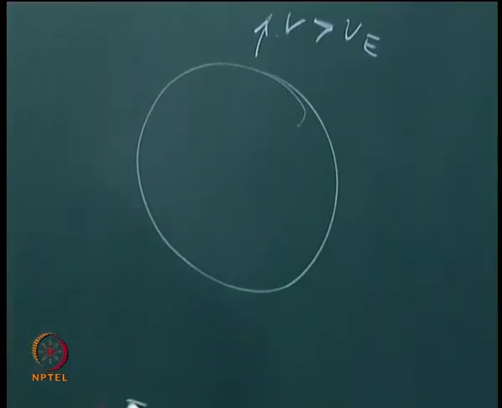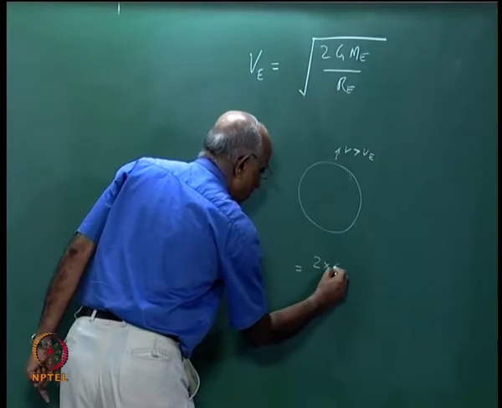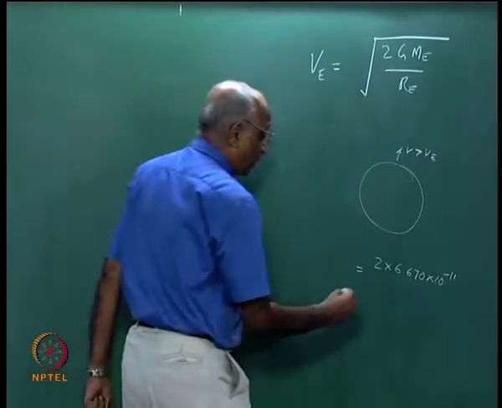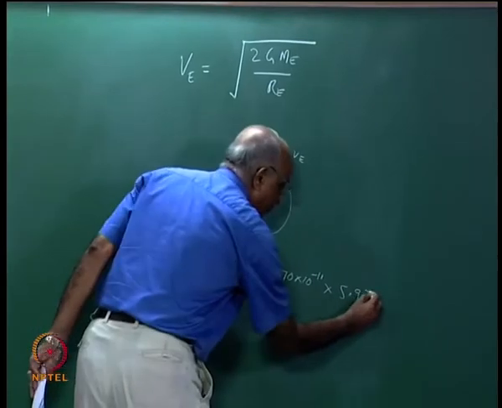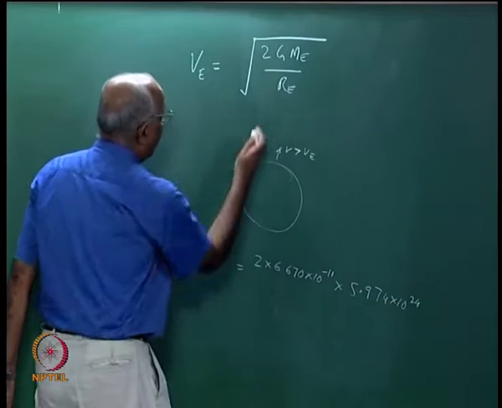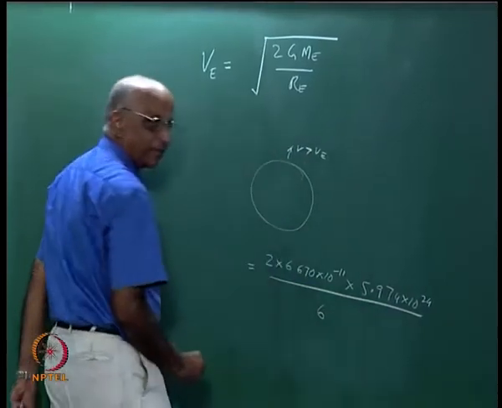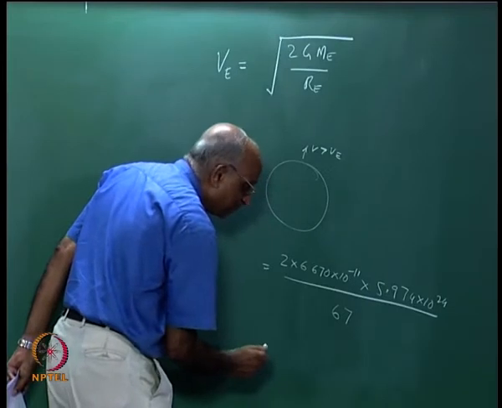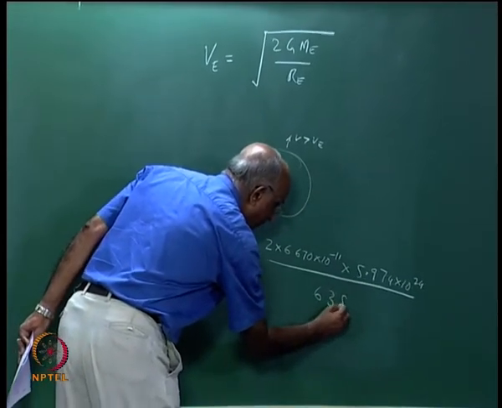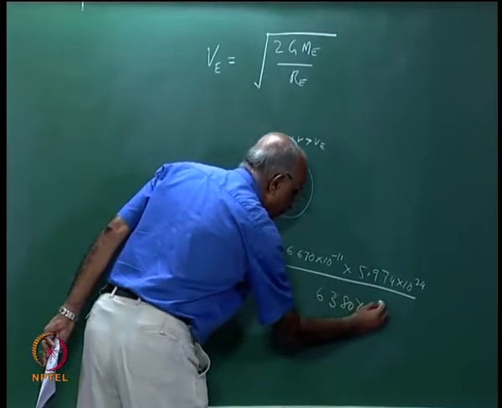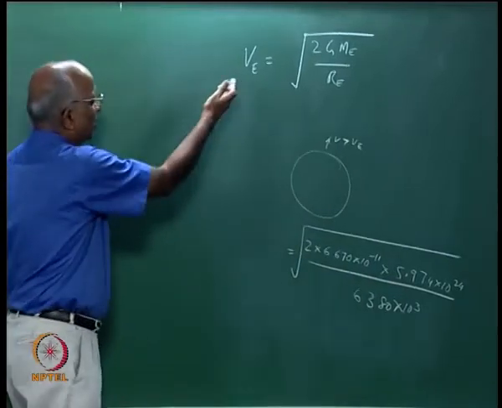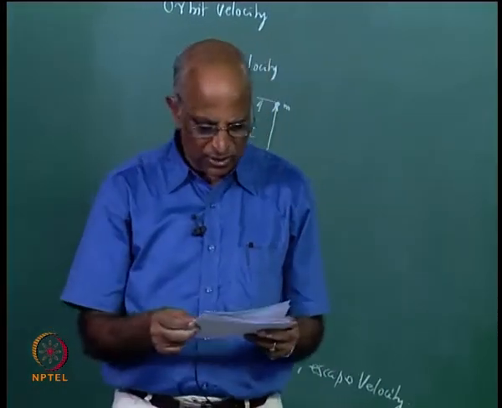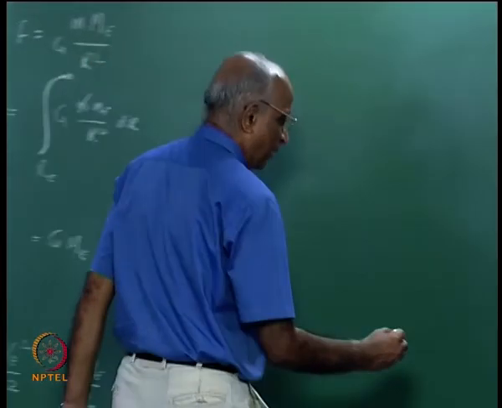Again we say the escape velocity from the surface of the earth is equal to the square root of 2 times the gravitational constant, 6.67 into 10 to the power minus 11 newton meter squared per kilogram squared, times the mass of the earth, 5.974 into 10 to the power 24 kg, divided by the radius of the earth, 6.380 into 10 to the power 3 meters, and this is the escape velocity from the surface of the earth. You can just calculate it. It works out to be something like 11.17 kilometers per second.